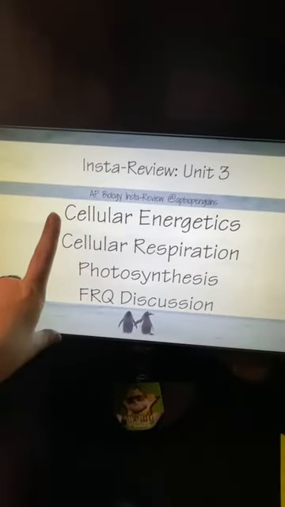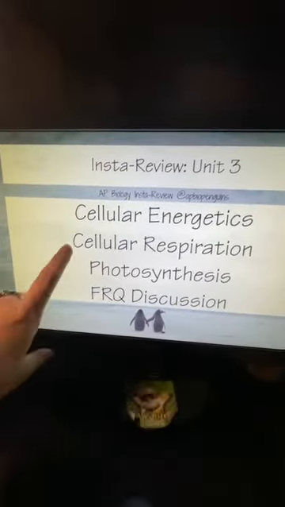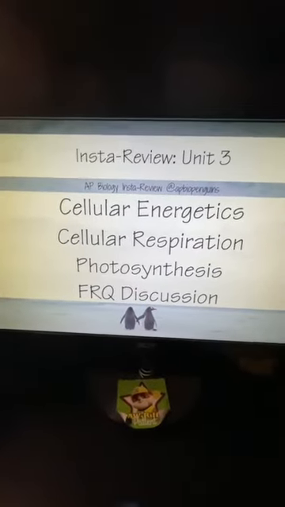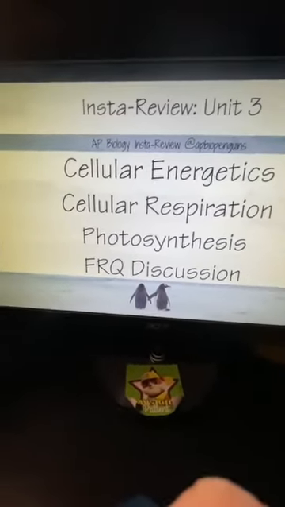We are going to do Unit 3. Unit 3 is all about cellular energetics. As we've done before, I have my little review screen at the beginning that says what we're going to talk about. We'll talk about cell respiration, photosynthesis, and then of course we'll do a quick little FRQ discussion. There are 2 FRQs that I found to go over, a short FRQ and a long FRQ. So let's go ahead and get started.